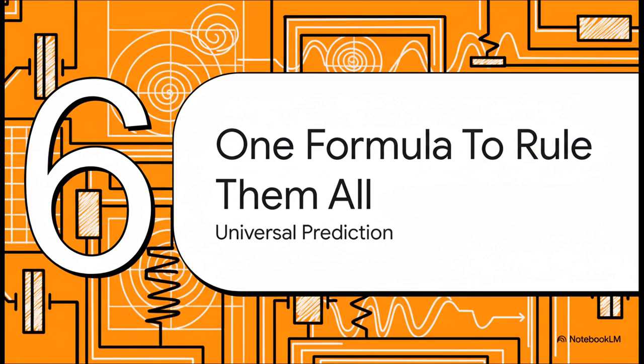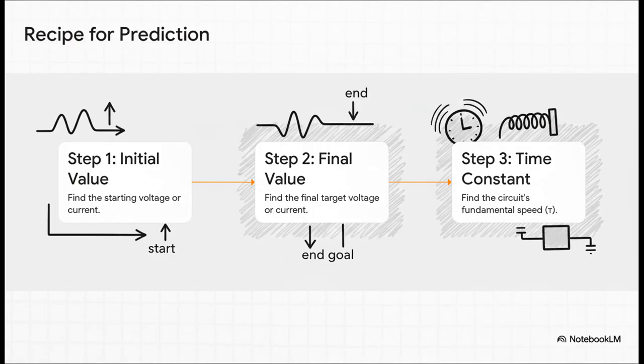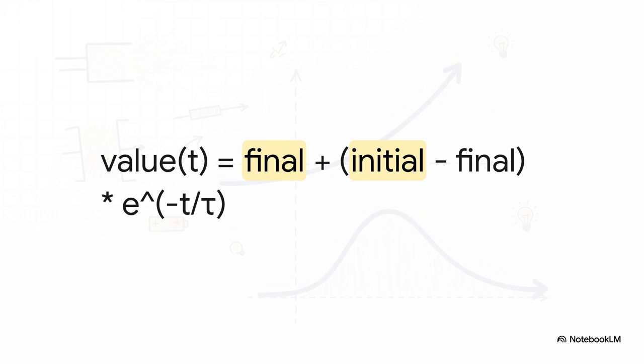It's incredibly powerful. It's like a simple recipe. To figure out the voltage or current at any given moment, you just need 3 ingredients. You need to know where it started, you need to know where it's eventually going to end up, and you need to know the circuit's time constant, tau. And boom, here it is. This is the formula that describes that entire journey from start to finish.